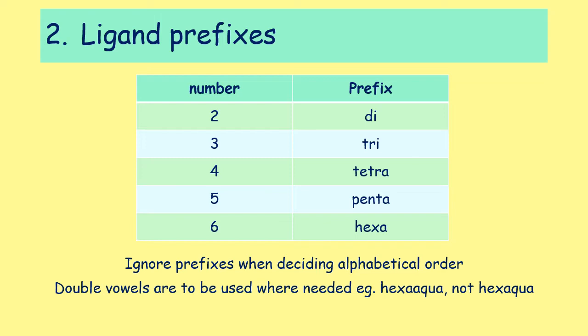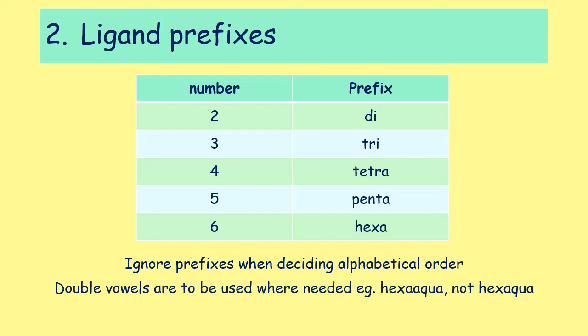Now, when it comes to putting your ligands in alphabetical order, just like when it came to naming organic molecules in Unit 2 in National 5 and Higher, the prefix doesn't matter. It is the ligand name that goes in alphabetical order. So if you had 2 cyanide ligands and 3 water ligands, it is still going to be tri-aqua di-cyanido because aqua is A and comes before cyanido C.